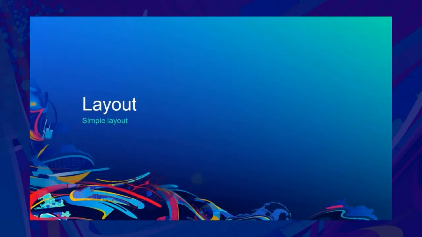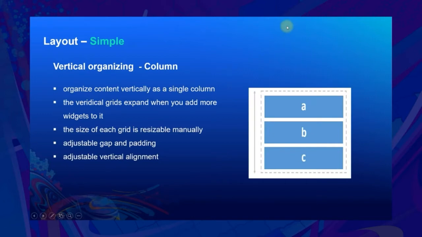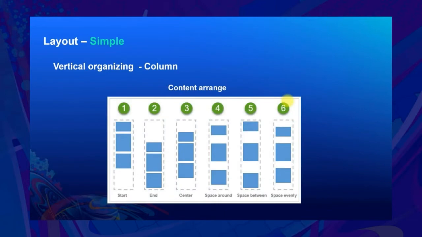Next, let's talk about the layout. First, some simple layouts. Usually, there are 3 different ways to organize your content elements: vertically, horizontally, or randomly. In Experience Builder, a column widget is a container that can help organize content vertically. You can expand the vertical grids by just adding more widgets to a column. The size of each widget can be manually resized. And you can adjust the gap between the grids and the paddings around. The alignment of the inside elements is also adjustable. In a column, you may arrange the elements in different ways. Align them to the start, to the end, or align them just in the center.